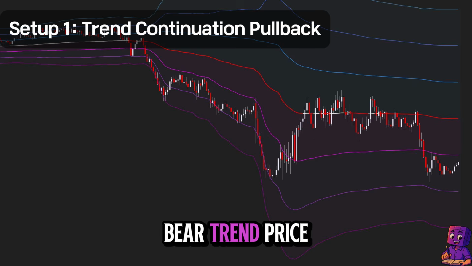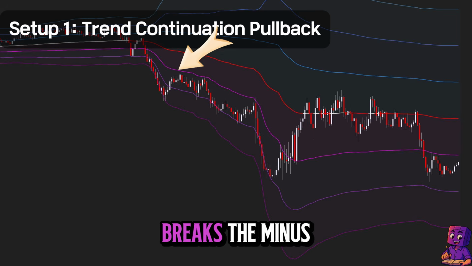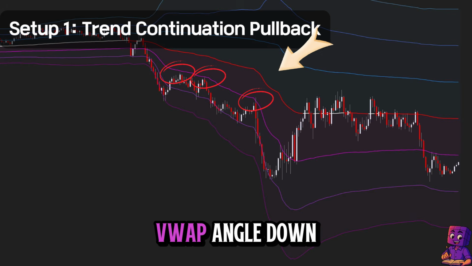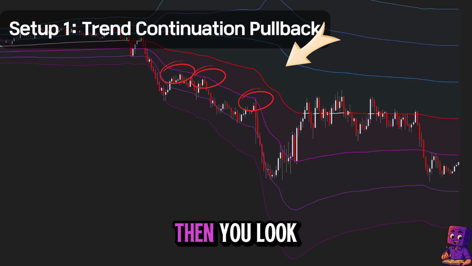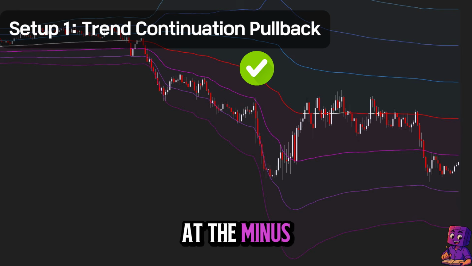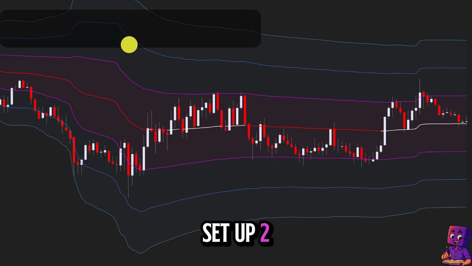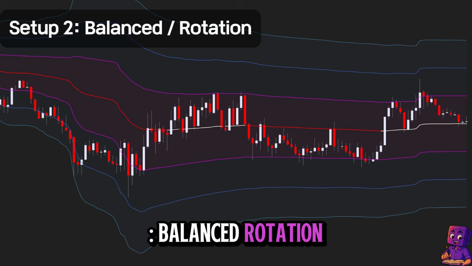Bear trend, price below VWAP, breaks the -1 standard deviation and holds it on retest, VWAP angle down. Then you look for a retest at the -1 standard deviation that acts as resistance and continuation of the down move. Setup 2, balanced rotation.